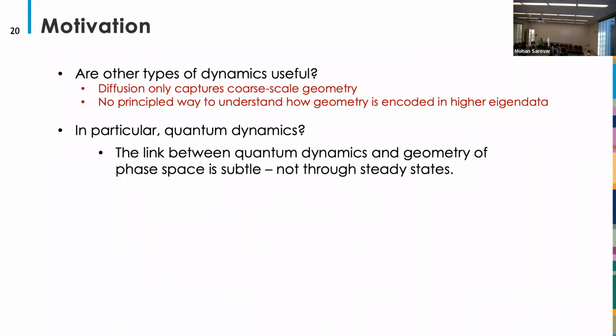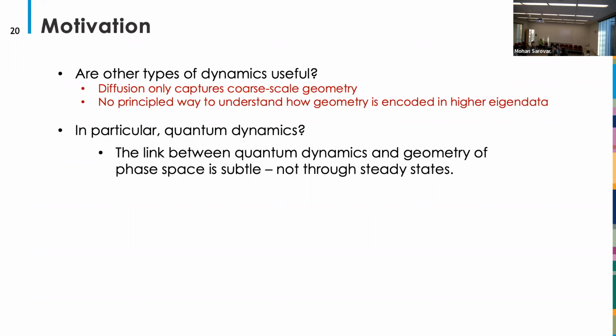Okay, so all of what I said is kind of the current state of the art, and this is where we started thinking about the problem. The question was, are there other types of dynamics that are useful? Here we're using diffusion to understand data geometry, and that has limitations. As I mentioned a couple of times, diffusion only captures the coarse-scale geometry of the map. That's essentially because there's no principled way to understand how geometry is encoded in the higher-lying eigendata of that graph Laplacian. And being from a quantum information background, we particularly were thinking about quantum dynamics.